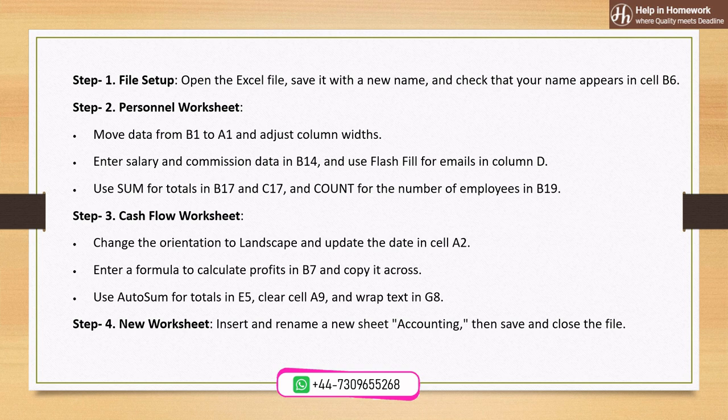Step 3. Cash flow worksheet. Change the orientation to landscape and update the date in cell A2. Enter a formula to calculate profits in B7 and copy it across. Use AutoSum for totals in E5, clear cell A9, and wrap text in G8. Step 4. New worksheet. Insert and rename a new sheet, Accounting, then save and close the file.